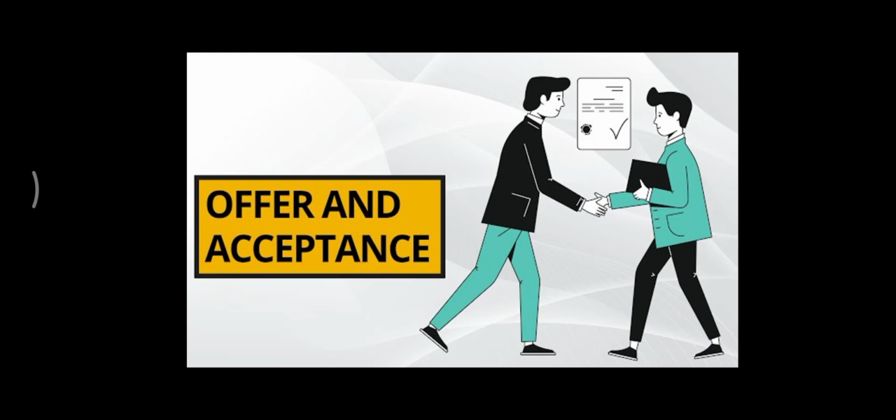The first essential element would be offer and acceptance. There must be two parties to an agreement, that is, one party making the offer and the other party accepting it. The terms of the offer must be definite and the acceptance of the offer must be absolute and unconditional. The acceptance must also be according to the mode prescribed and must be communicated to the offerer.